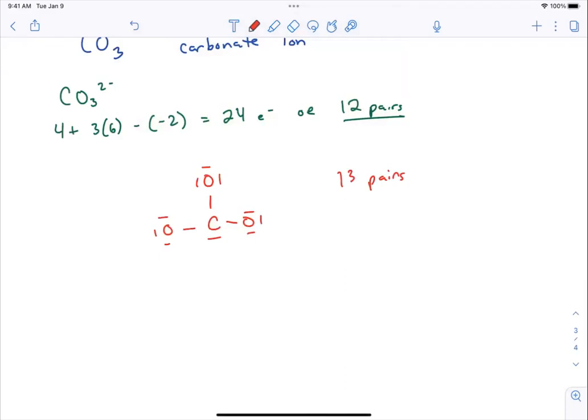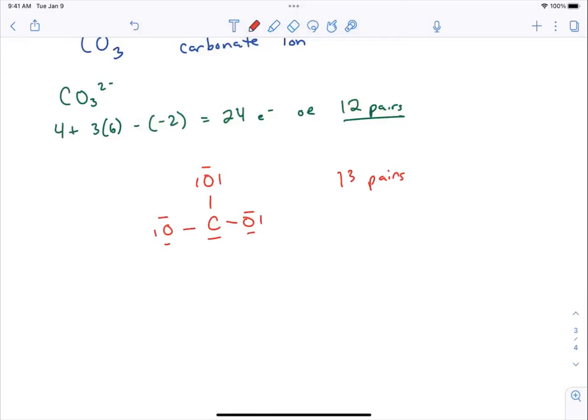So what do you have to do? You have to add a bond somewhere. You have to replace some lone pairs with a bond. So where do you place the bond? Okay, which one? Okay, why? Okay, because they're all the same.